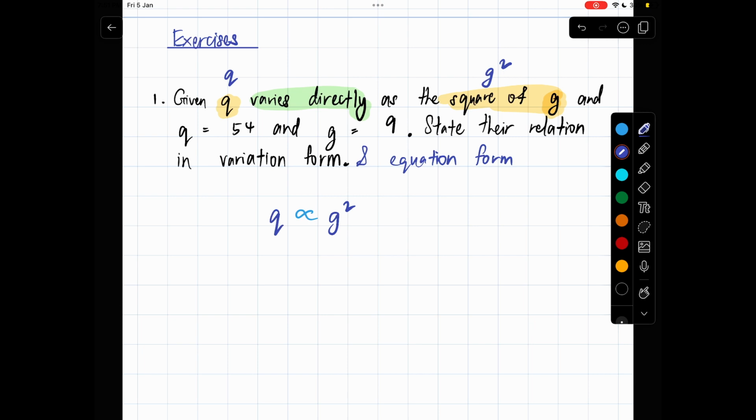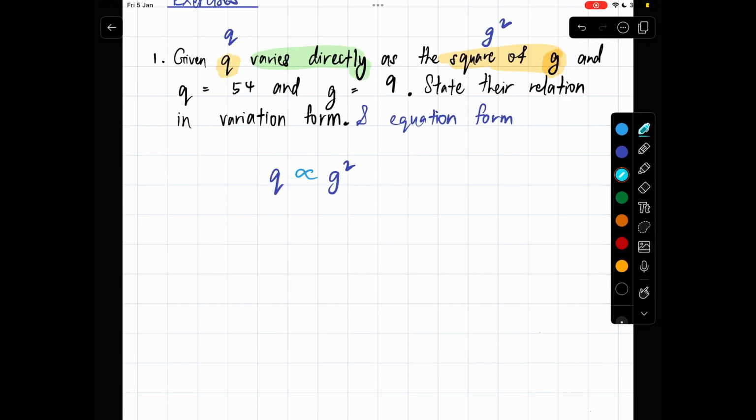Now, if we were to take it up a notch and show it in equation form, and since they have given the values for Q and G, it is possible to find the constant. So before going too far, let us convert the variation form into its equation form, where the proportion symbol will become equals K. Q equals to K. For those who are asking, can I use any other unknowns? You are allowed to use, but K is the most common unknown we use to represent constant. So Q equals to K, and then we will have the G squared right beside it. So G squared, this will be a times relation.